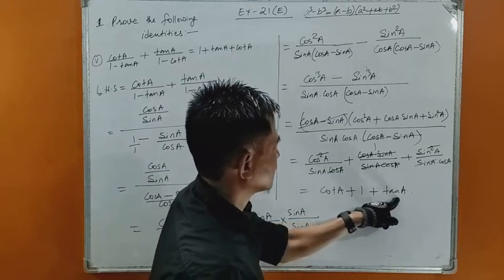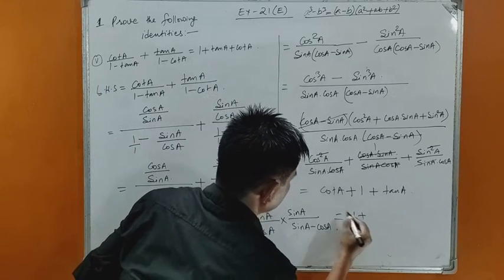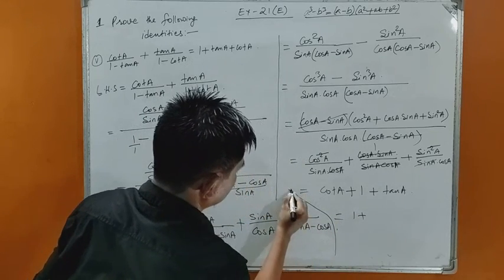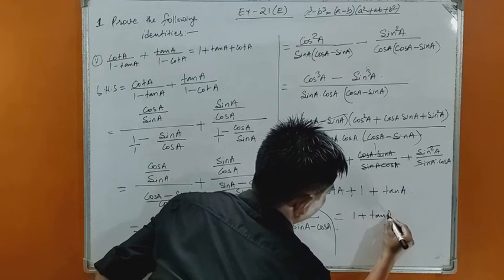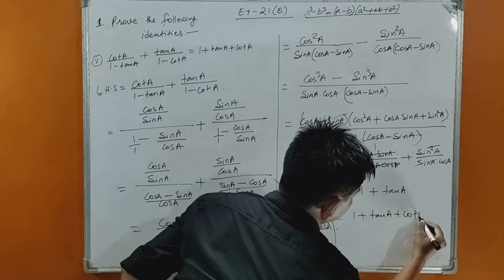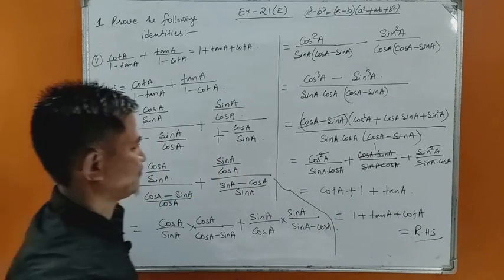Cot A plus 1 plus tan A means you can write this as 1 plus tan A plus cot A, isn't it? This equals RHS. Hence proved.